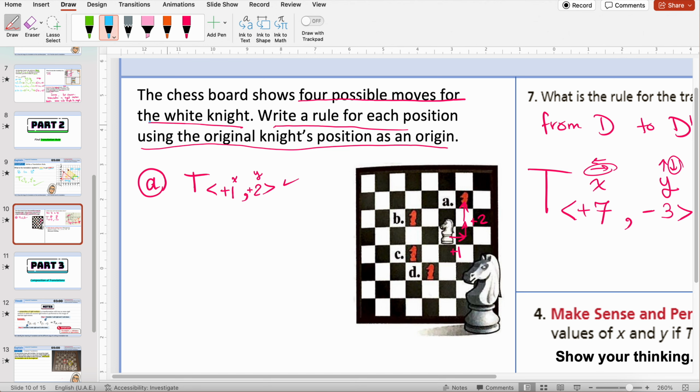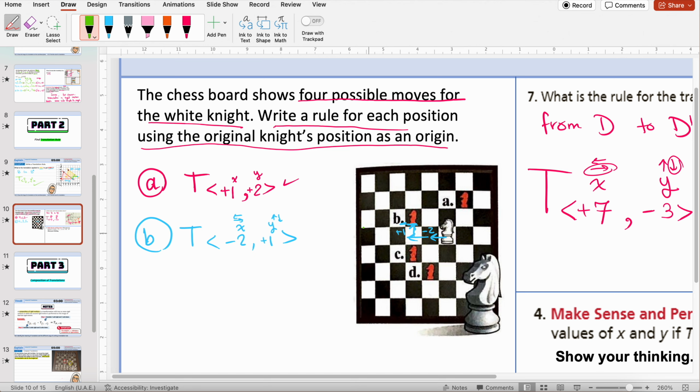Now let's see option B. I will erase to focus. Option B, another color. This is option B. So if I want to go here, I need to go 2 to the left, so 2 negative, and 1 up, 1 positive. Let's write it down. X, Y. X is right or left, Y is up or down. I moved 2 left, 2 negative, and 1 up, 1 positive on the Y.